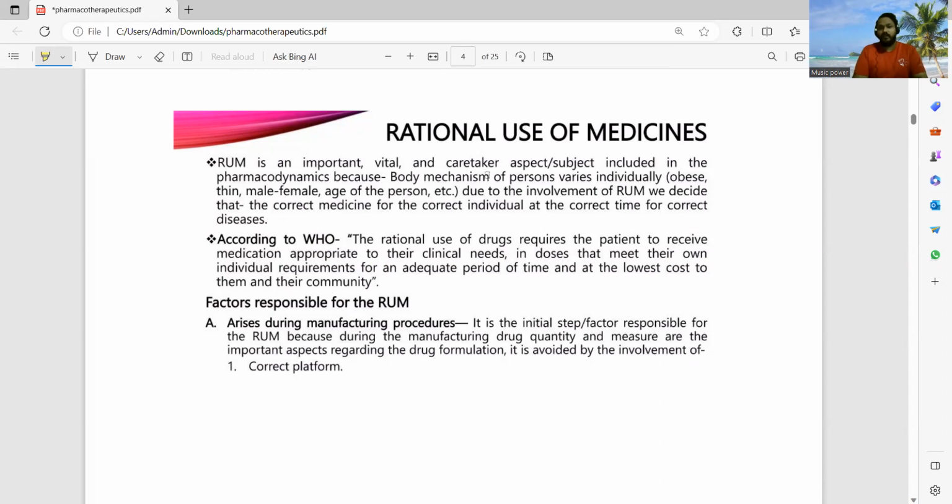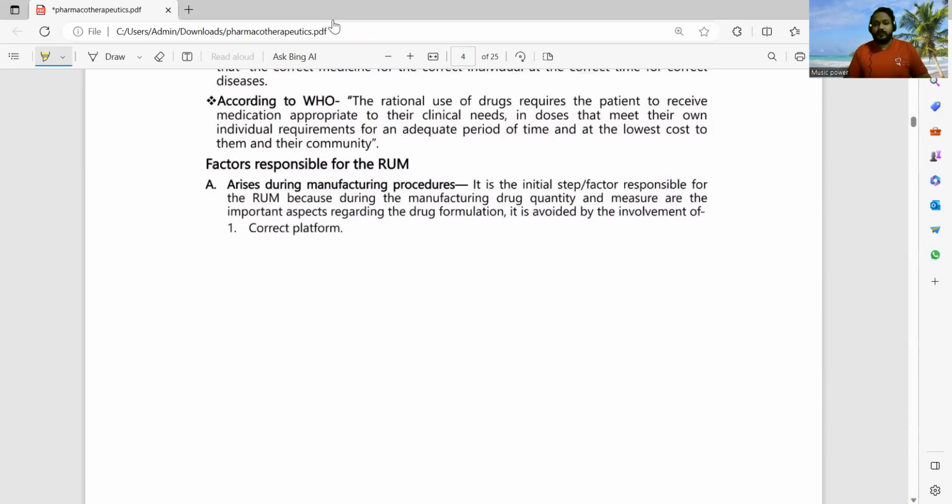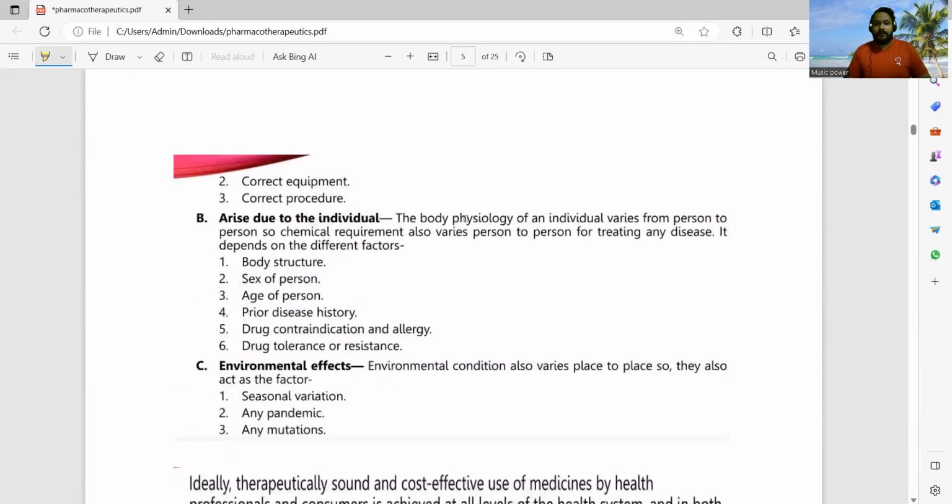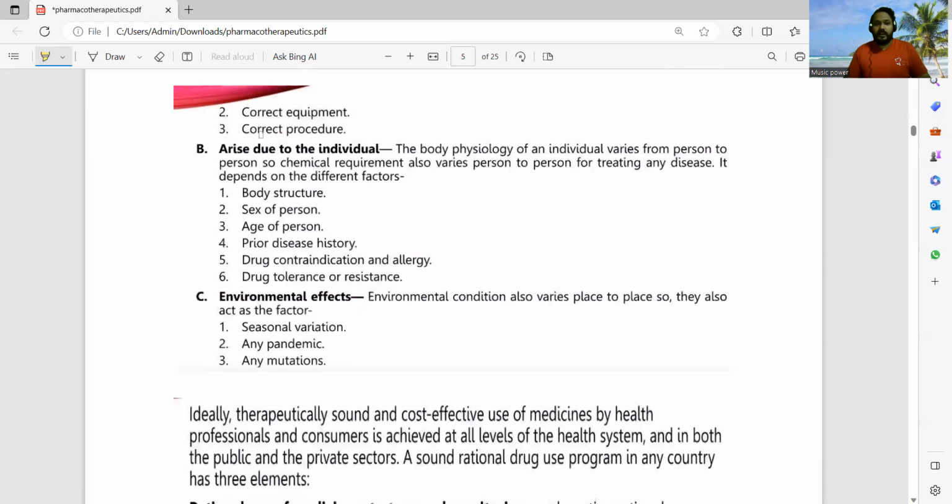Factors responsible for RUM. One arises during the manufacturing procedure. It is the initial step or factor responsible for the RUM because during the manufacturing of a drug, quality and measure are the important aspects regarding the drug formulation. It is avoided by the involvement of the correct platform, correct equipment, and correct procedure.